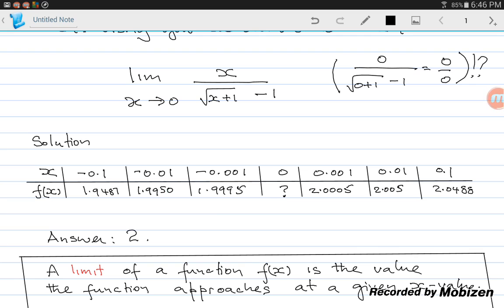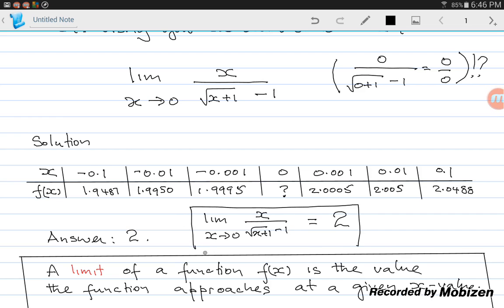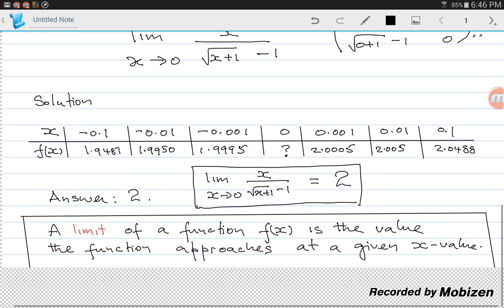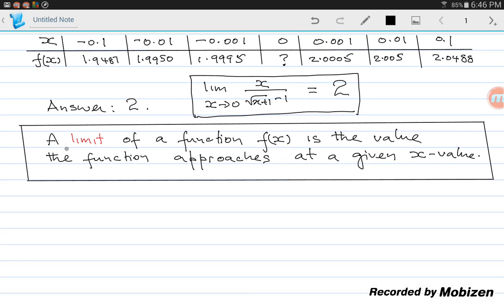Even though the function never actually reaches the value of 2, it tends to that value. So we say the limit as x tends to 0 of our given function is equal to 2. So we will conclude by restating what a limit is. A limit of a function f of x is the value the function approaches at a given x value.